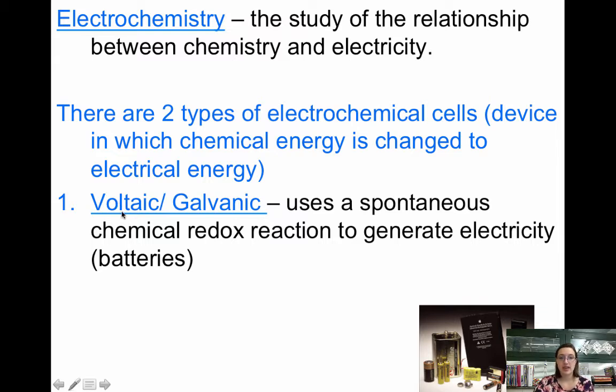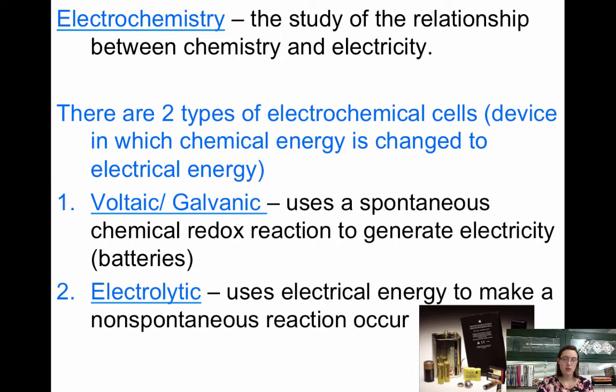The first type of electrochemical cell is a voltaic or a galvanic cell. These are the same thing. You might just see these two names used for the same device. So a voltaic cell uses a spontaneous chemical reaction, and it has to be redox. It uses a chemical redox reaction to generate electricity. A very common example is a battery. It happens on its own. That's why we use batteries. The electrons are transferred in a voltaic cell spontaneously, so energy is released. This energy is able to do electrical work, which is electricity. And the electrons are transferred through a wire in a voltaic cell.